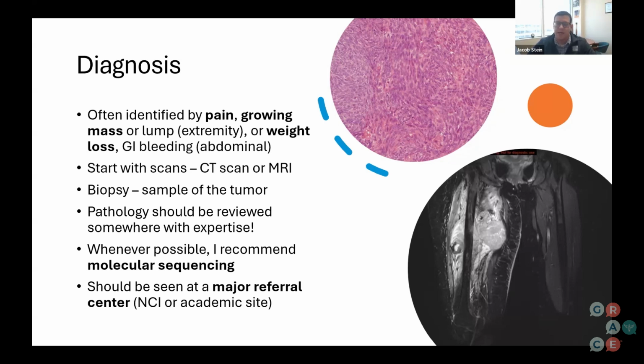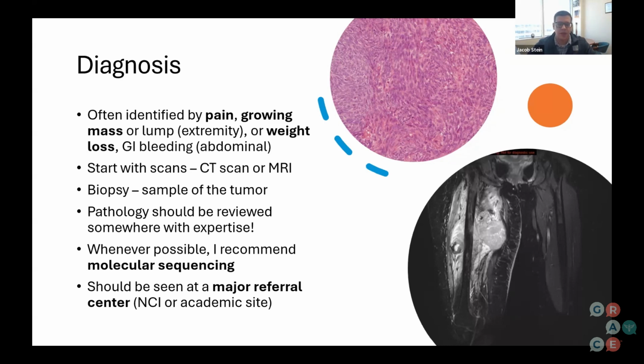Whenever possible, I recommend something called molecular sequencing. This can go by a lot of different names, genetic testing, NGS, but essentially this is testing the tumor to see what are the genes that were mutated or rearranged that caused it to go from a normal connective tissue cell or bone cell and turn it into sarcoma. And in many sarcomas, there are characteristic or diagnostic genetic changes that help us pin down the exact subtype.